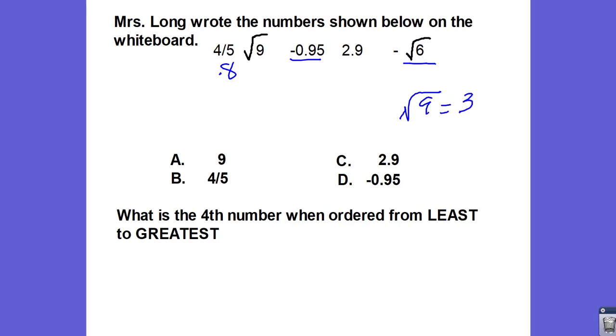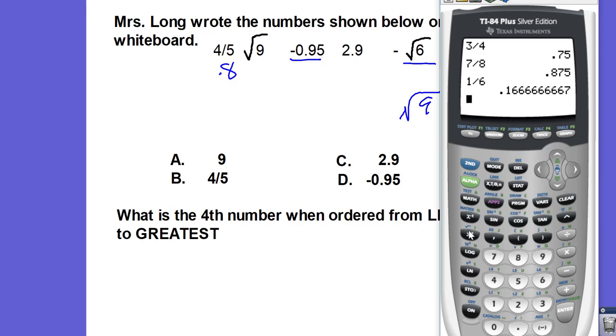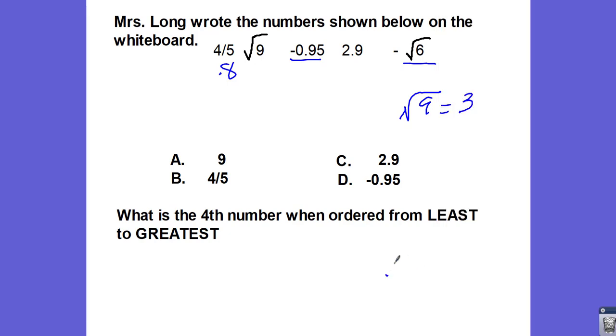Now if we actually do this on the calculator, there is a square root button right above the x squared key. So if I were to press second x squared and then press the number 9 and hit enter, it's going to give me 3 as an answer. So now if this one's 3 and this one's 0.8, I know this is 1 and 2. Well, this one's going to be 3.